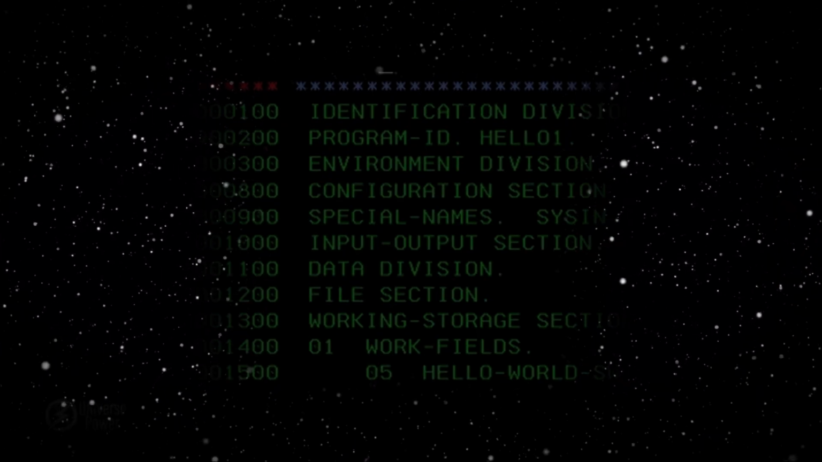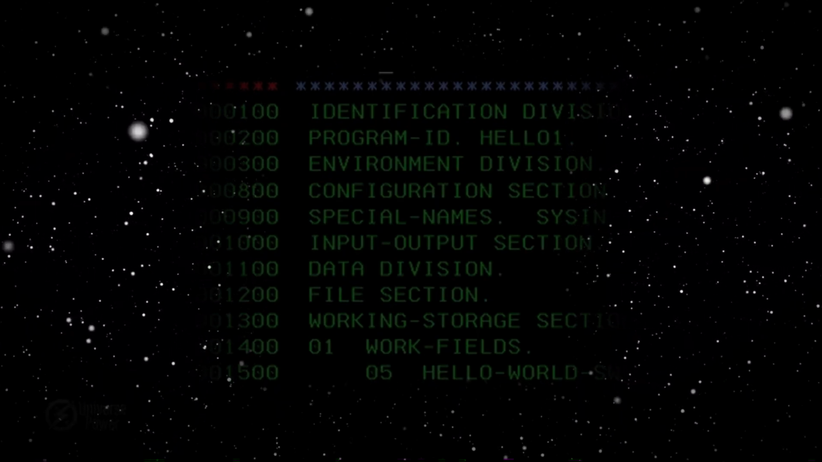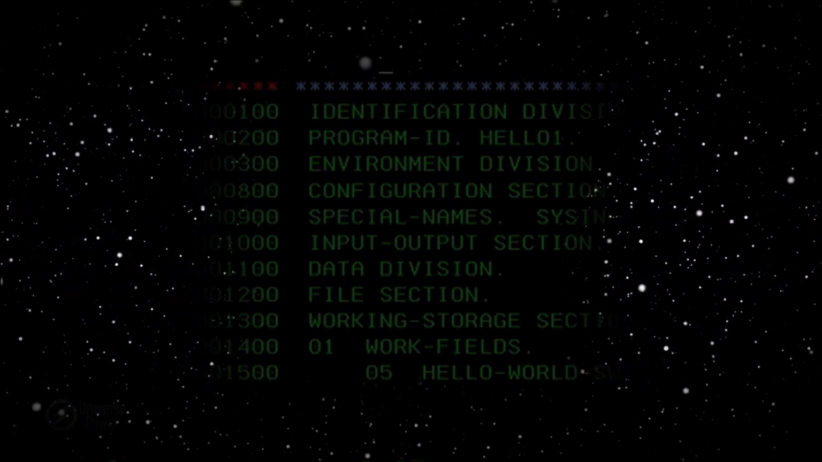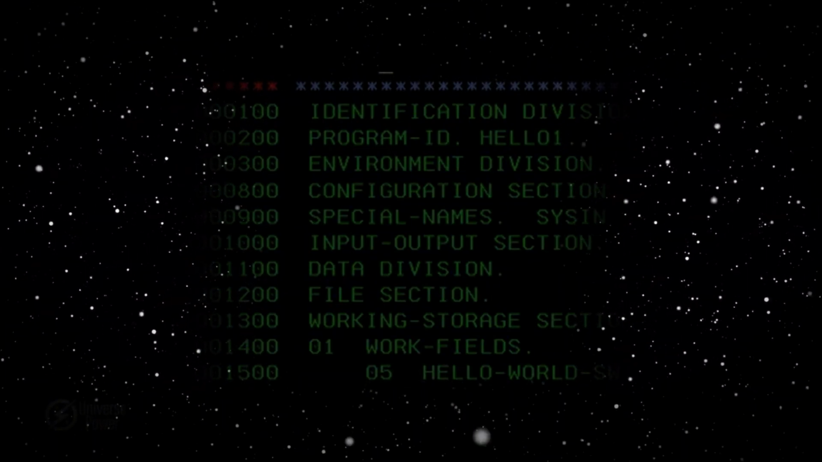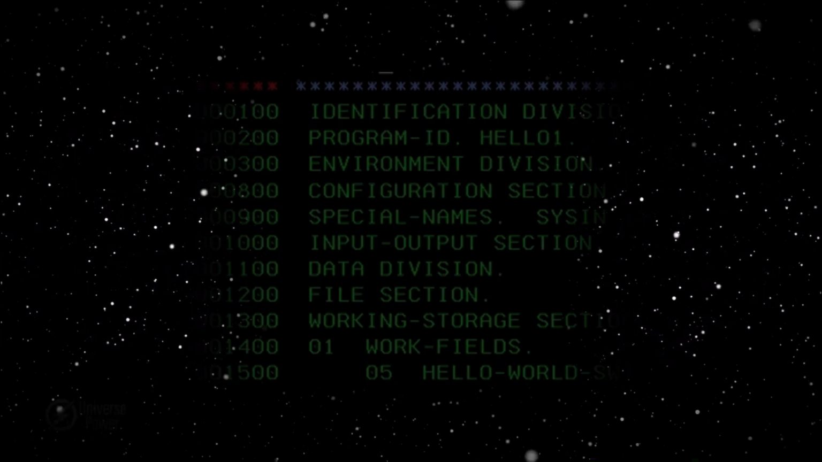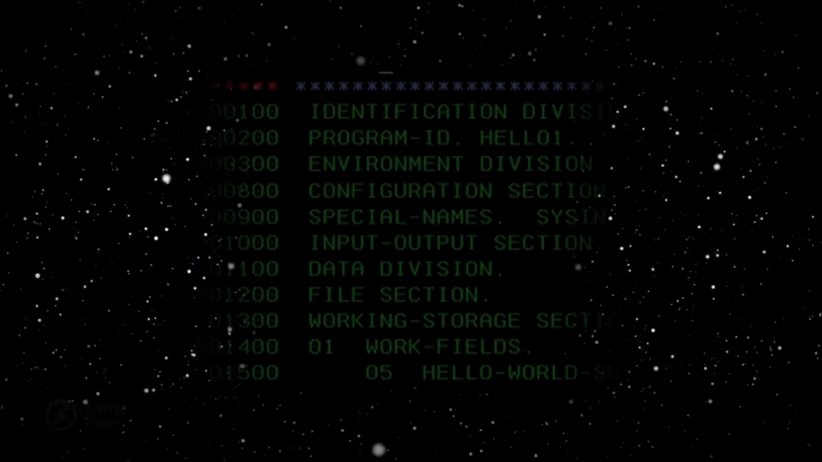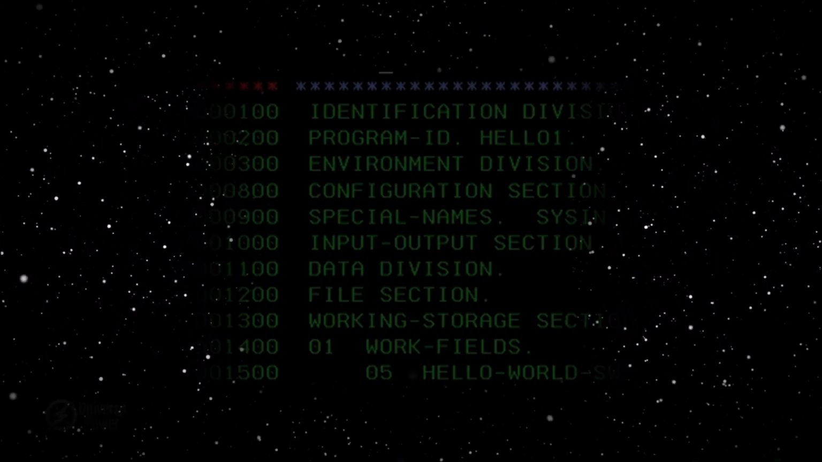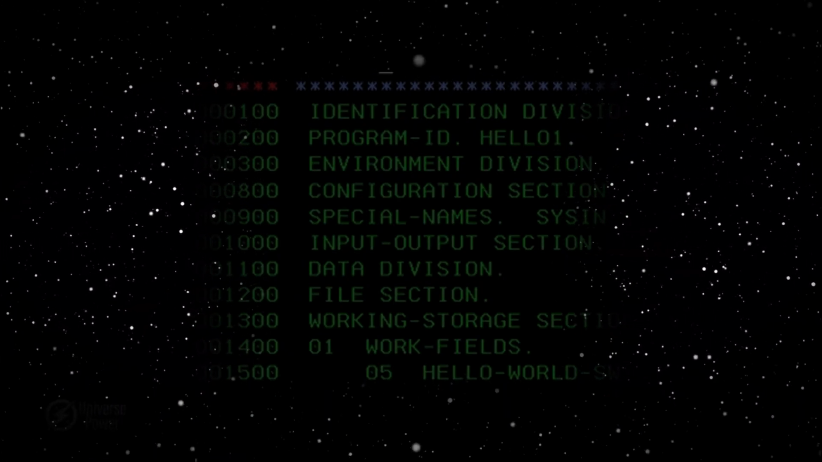Level 28: COBOL, Fortran, and the rise of programming languages. In the 1950s, programming a computer meant dealing directly with machine code, strings of ones and zeros, or assembly language, which was slightly more readable. This was inefficient and error-prone.